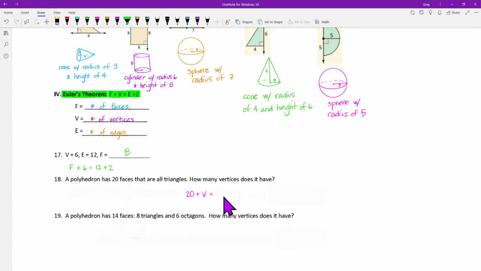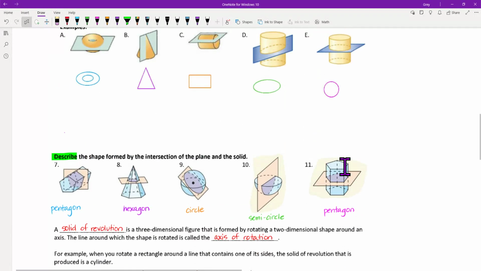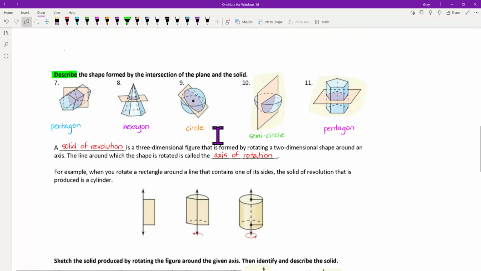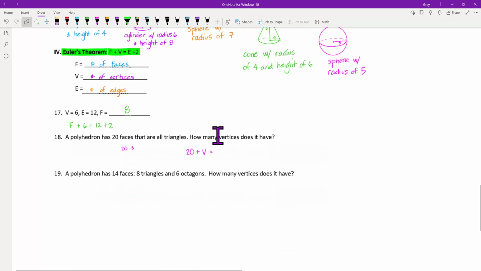E, how many edges? They don't tell us how many edges, but what they do tell us is how many faces. And I know that if I have 20 faces and they are triangles, then that's going to be 20 times 3 edges. But some of those edges are going to connect to each other. So if you think about this up here, any of these, okay? This right here is a triangle, and this is a triangle, but they share an edge, and this shares an edge with that. So you're going to end up needing to divide the number of edges by 2 to find out how many you have. So when you do that, you get 30.